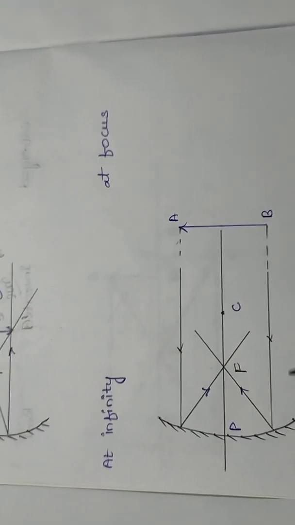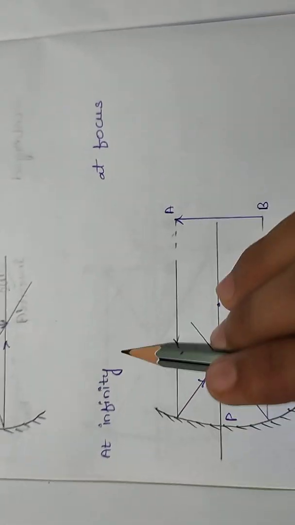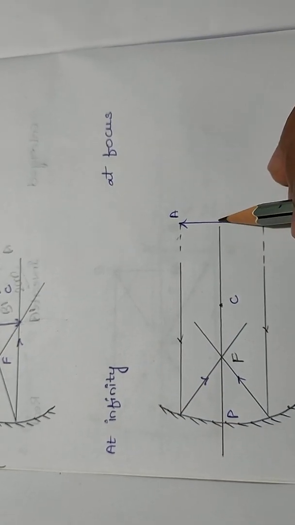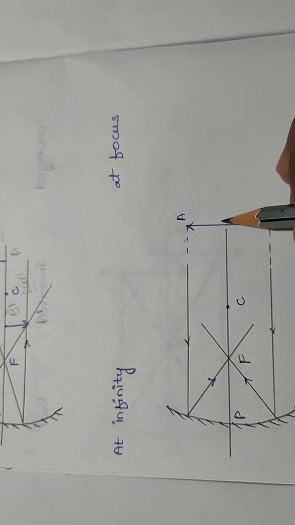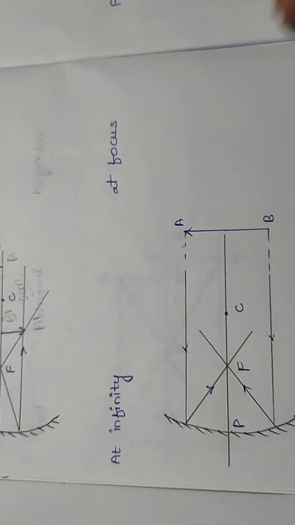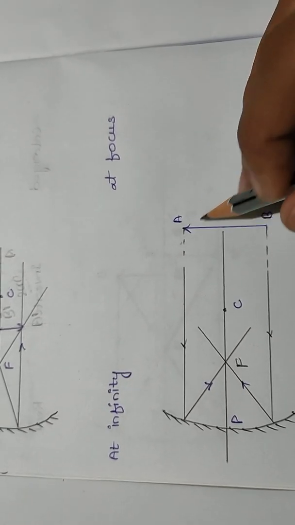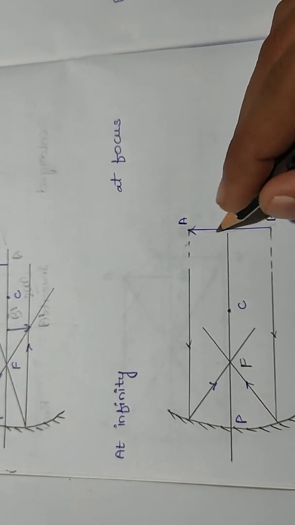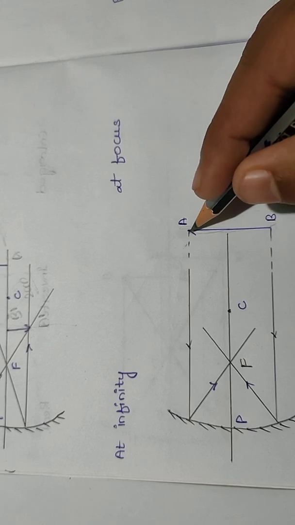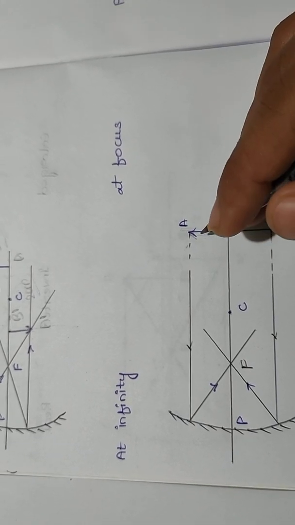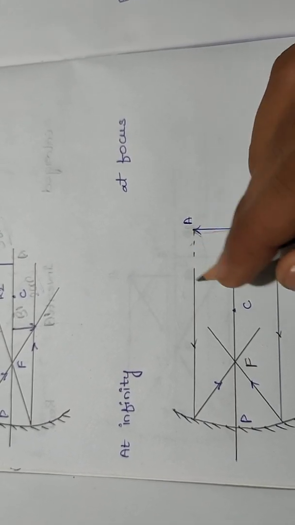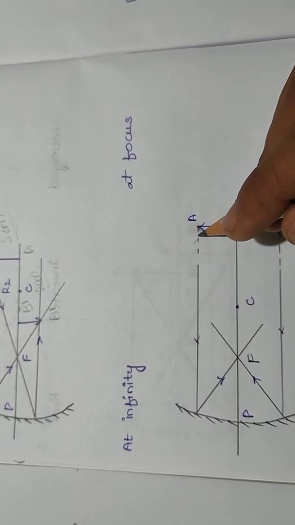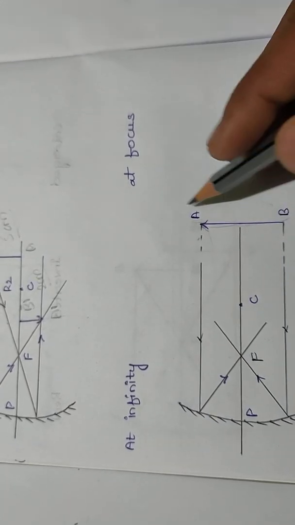Now the last condition is at infinity. What if I keep my object after C, anywhere after C? So I am keeping it somewhere far away. My object is over here, A and B, and the arrow is pointing upwards. This is a dotted line because we don't know the exact distance. Infinity means somewhere far away.